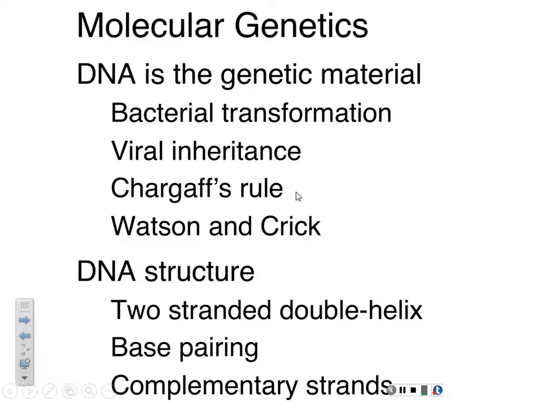For every G, there's a C in DNA, right? If you have an organism that has lots of G in its DNA, it also will have lots of C. And for every A, there's a T, right? That's Chargaff's rule. And vice versa, for every T, there's an A, for every C, there's a G, right?